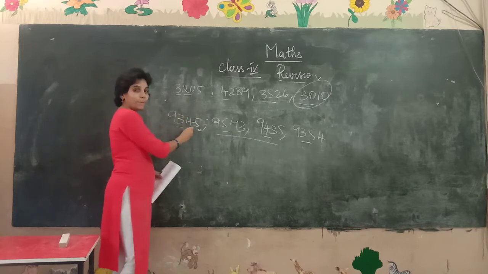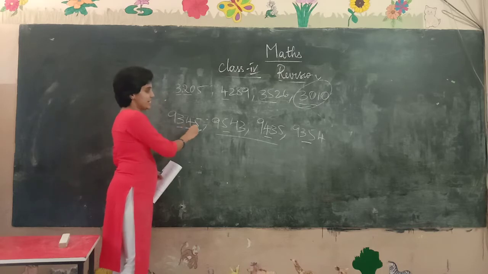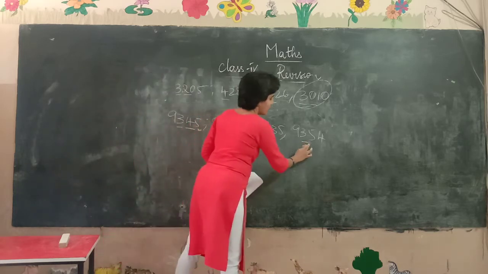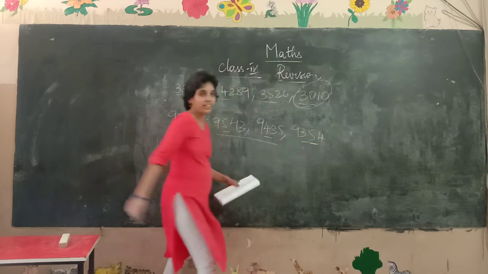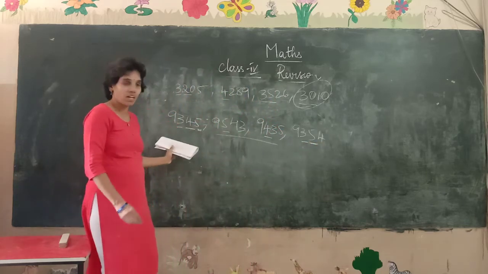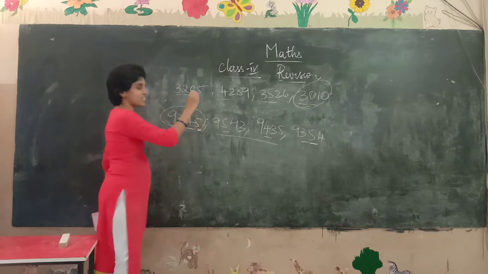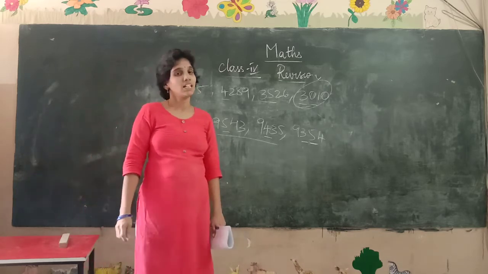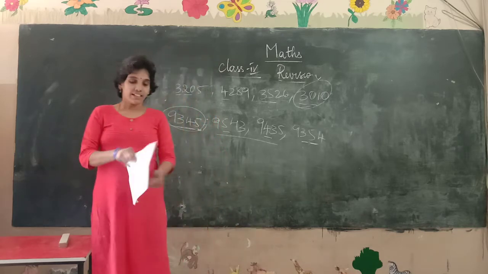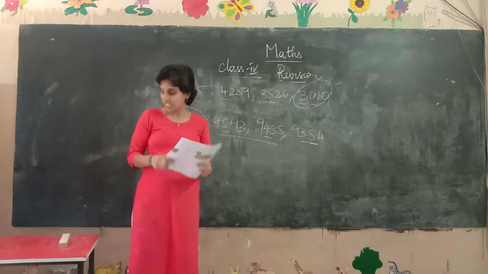So go to the tens place. In the tens place here it is 4. In the tens place here it is 5. Is 5 bigger or 4 bigger? 5 is bigger. 4 is smaller. So this is the smallest number. Hence we circle that number. Is it right children? Clear? Very good. Okay children, next problem we'll see.